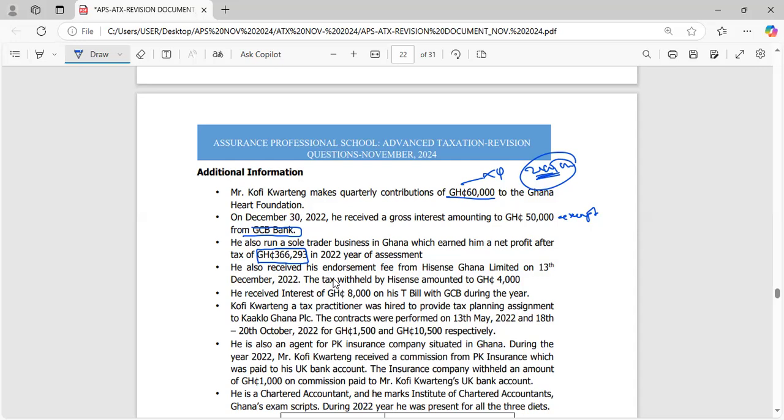The graduated rate was computed and deducted. So this income must be added to his income and tax, but it must be the gross. It must be the gross. So we are going to gross it up. Now you learn how you do that.